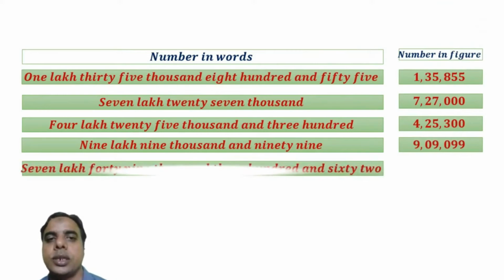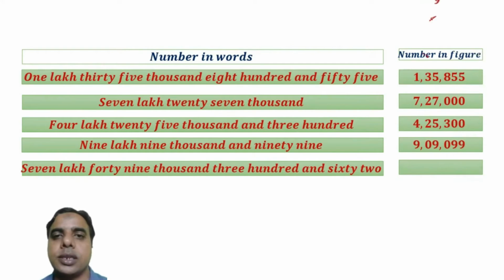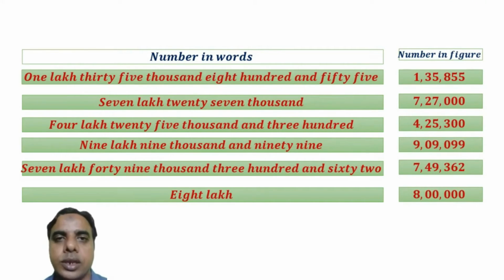Thereafter the next question, 7,49,362. So 749,362. Then 8 lakhs, so 800,000, like this. Okay. So this is the number and how we write it in figures. So this is question number 2 for you, and this is on your screen.